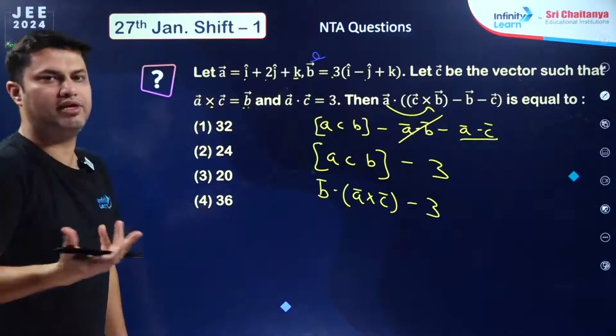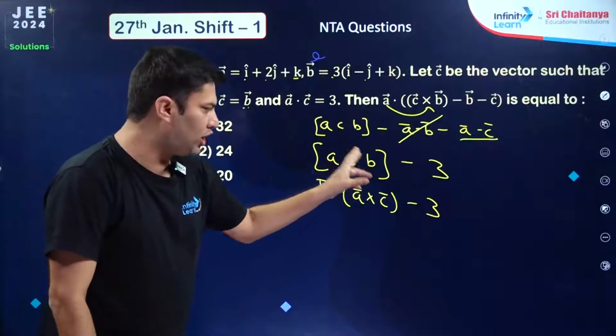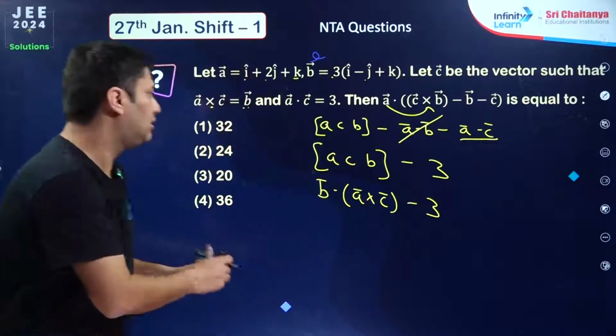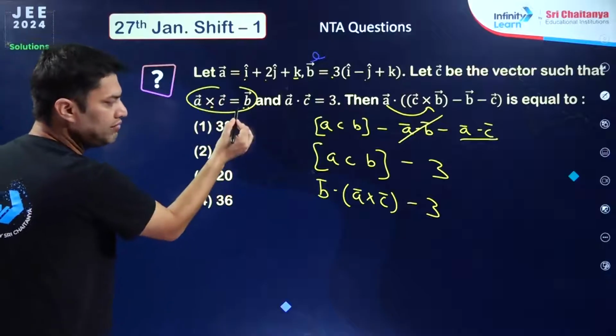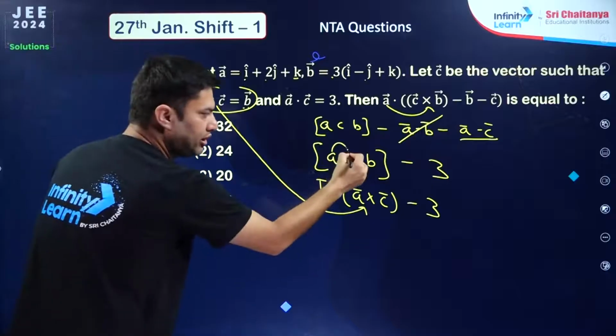And they were saying that they have deleted this part from the syllabus. So A dot C cross B or C dot B cross A or B dot A cross C. Why have I written this deliberately? Because it's given A cross C is equal to B. So I will use this, that A cross C is equal to B only. So this is B dot A cross C.